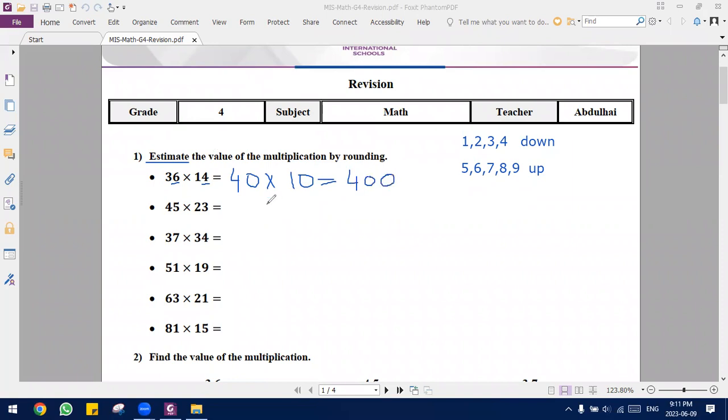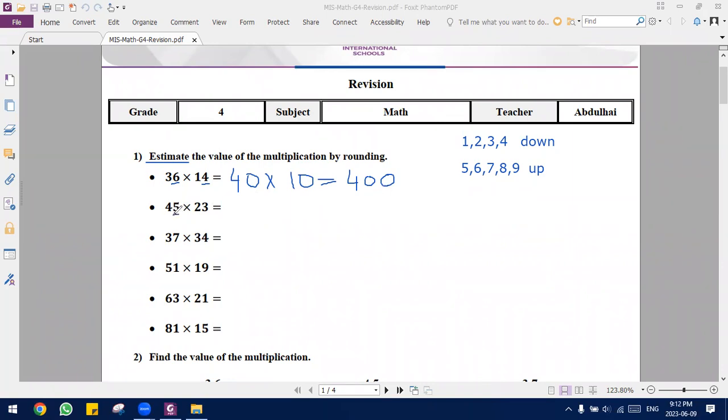Again, if you find it hard to multiply when we have zeros, especially in estimate questions, forget about the zero. Just do 4 times 1, it's 4. And then you put these zeros. How many zeros do you have here? You have 1, 2, you put them in the answer. So it becomes 400.